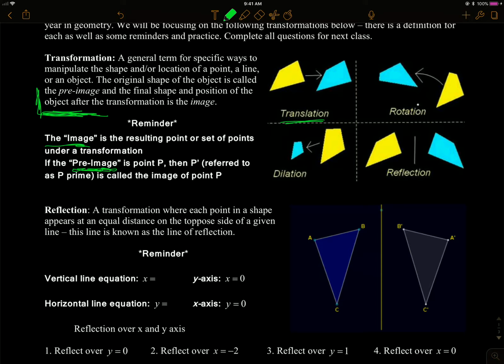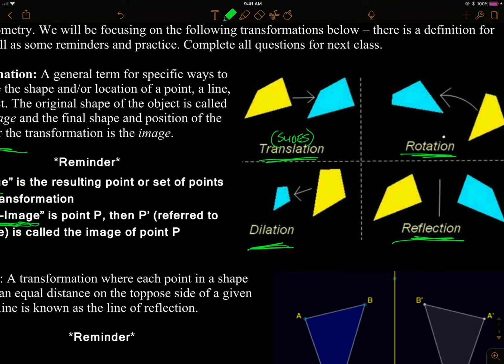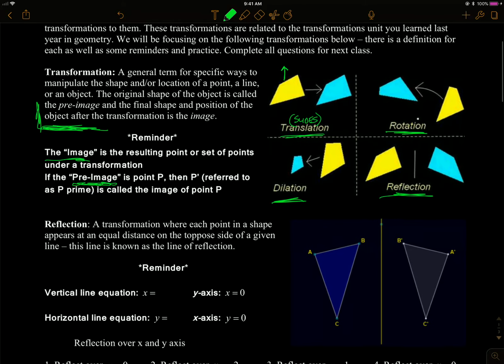So if you remember from last year, we had translations, we had rotations, we had dilations, and we had reflections. Translation, we were calling them slides as well. You know, you could slide instead of a translation. We're talking about two directions, by the way. You could slide left or right, or you could slide up or down.